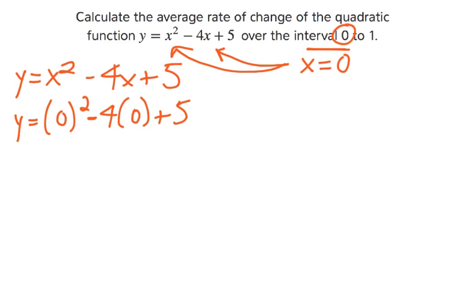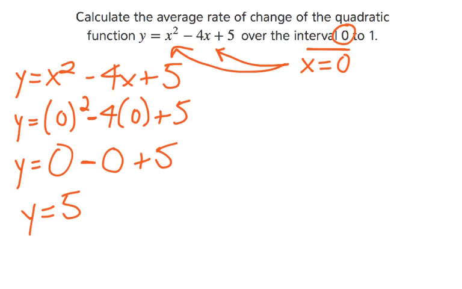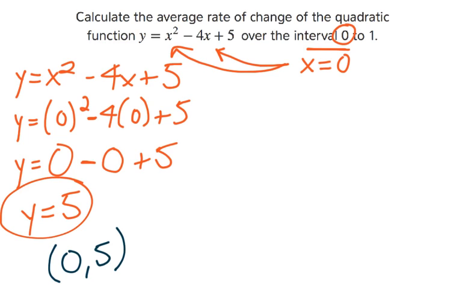Okay, keep calculating. Y equals 0 squared is 0. Now, negative 4 times 0 is also 0, so I can just call it minus 0, plus 5. Okay, so I still have a plus 5 here at the end of it. Y equals 5. Okay, so that's one of my points that I want to keep in mind on the coordinate grid. The coordinate point would be 0, 5, right? The x value is 0, the y value is 5.